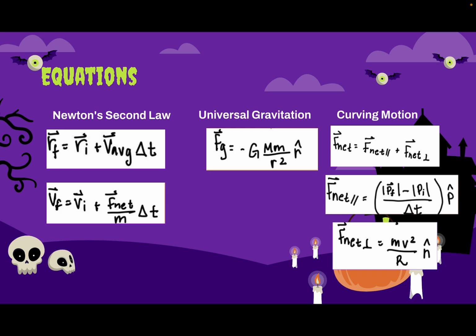This is used when an object is moving in circular motion. So curving motion has two components, which are the parallel net force and the perpendicular net force. And the formula for the parallel net force is the change in momentum divided by delta t times p hat. And this is the change in speed, or the magnitude. The formula for the perpendicular net force is mass times speed squared divided by the radius times n hat. And this is the change in direction.